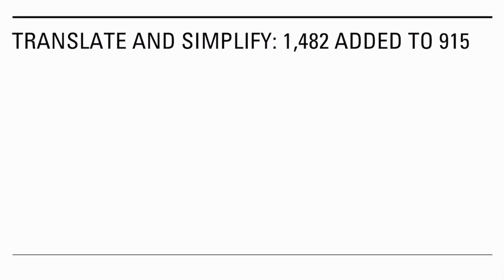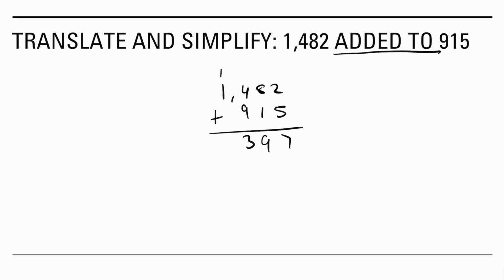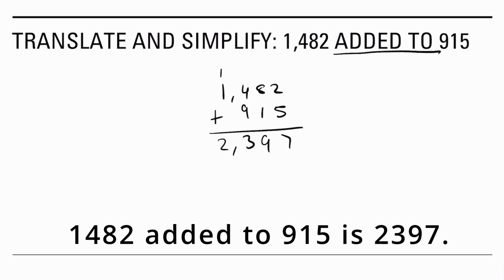So now a different word phrase, we have added to. This is the same as increased by or more than, whatever it is, it's all the same. And so this one's actually quite easy to understand. Remember, addition and adding something or added to is all the same kind of word. And so we end up with 1,482 plus 915. So 2 plus 5 is 7, 8 plus 1 is 9, 4 plus 9 is 13, carry the 1, then we get 2. And so we end up with 2,397.